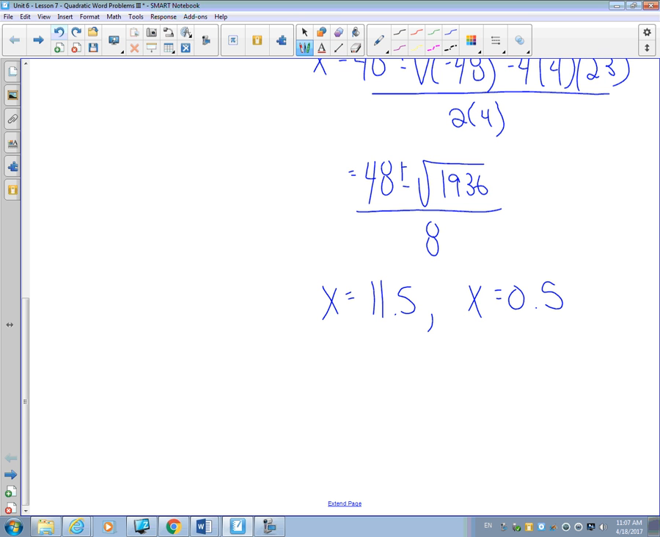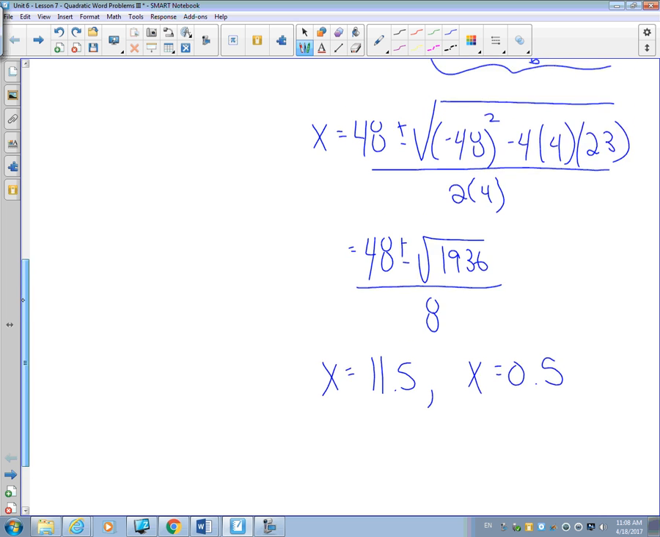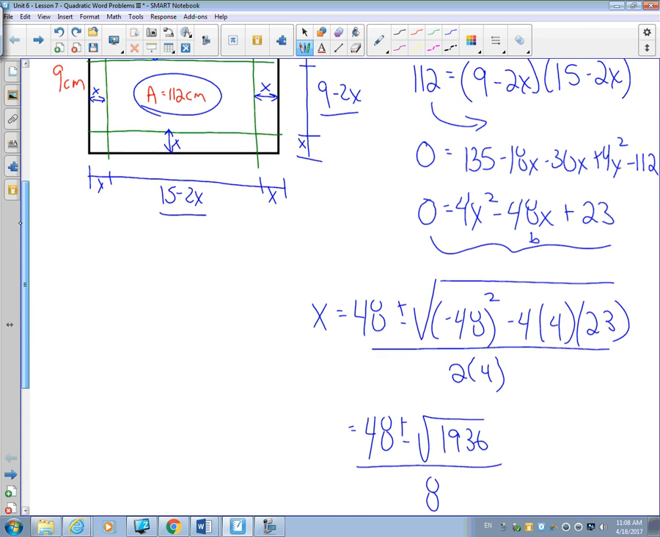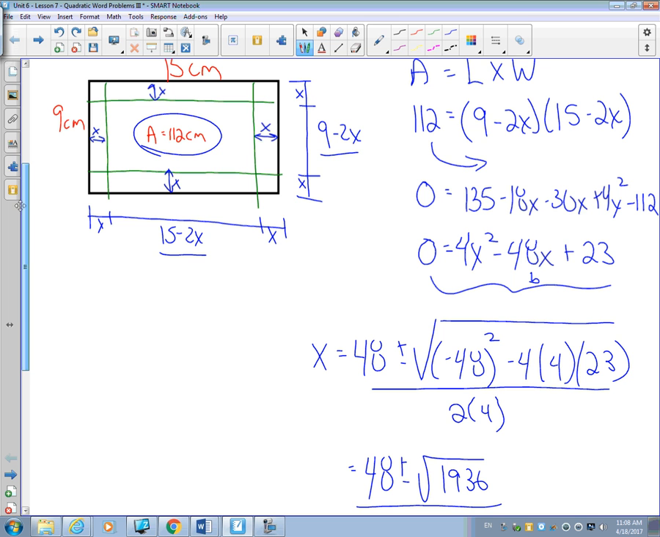Sometimes it's obvious, a negative length or a negative width. But in this case, it's not so obvious because they're both positives. So I have to go back to the problem and think about what I'm doing. X is the width of the strip to be cut off.